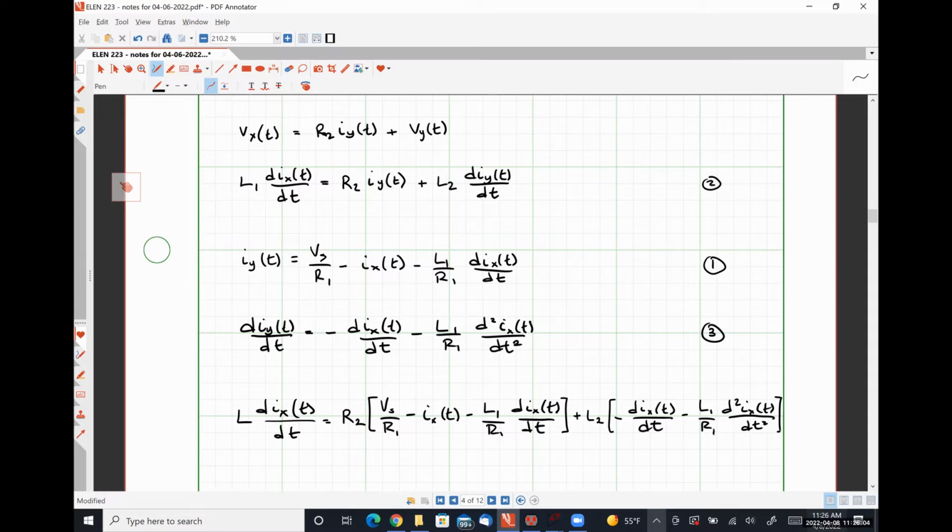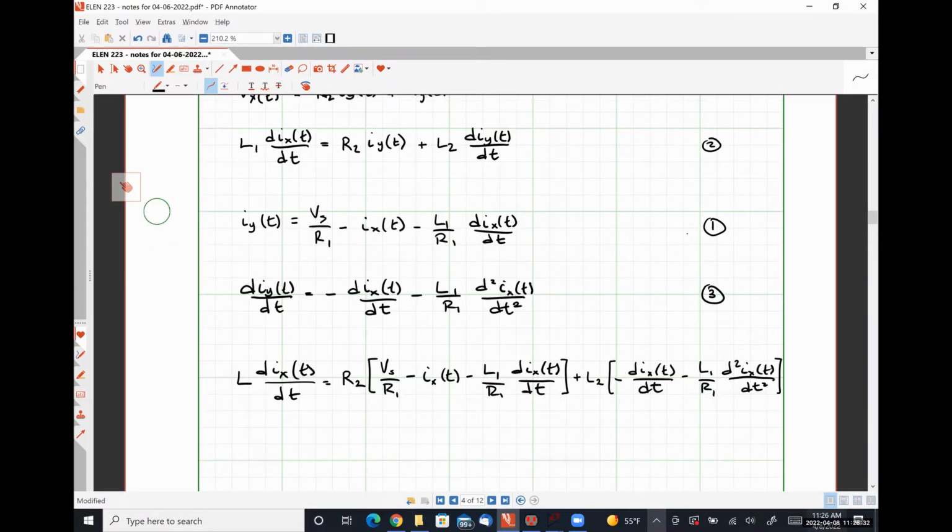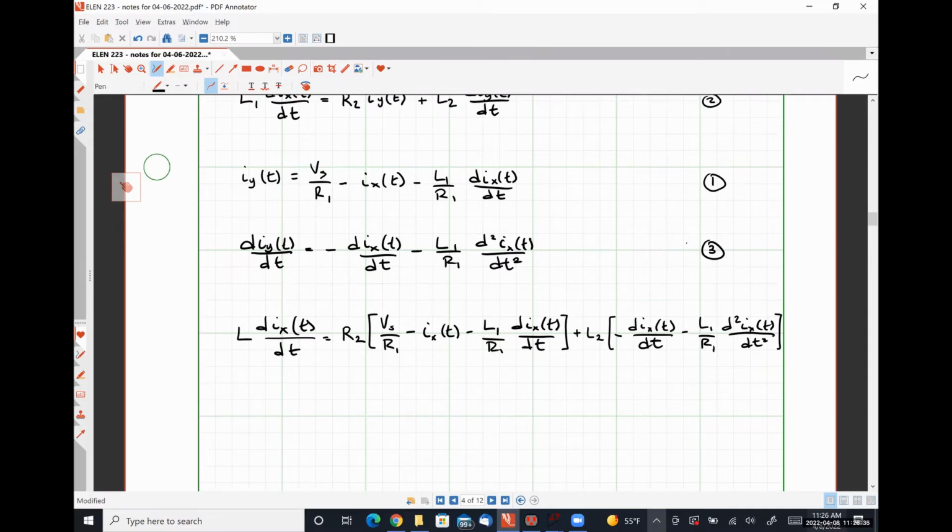It is not a coincidence that all of our Ix terms on the right-hand side wound up having a negative sign so that we can simply move them over to the left-hand side and make them positive, right? So let's see, I'm going to just rearrange this expression now. So my second derivative term, when I move it to the left-hand side, it looks like I'm going to have positive L1 times L2 over R1.